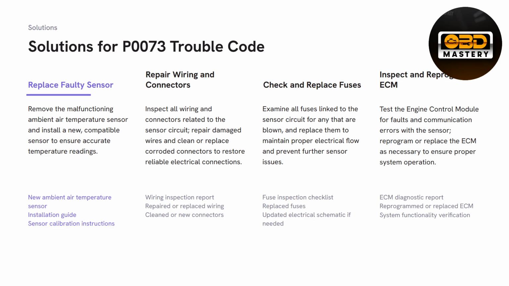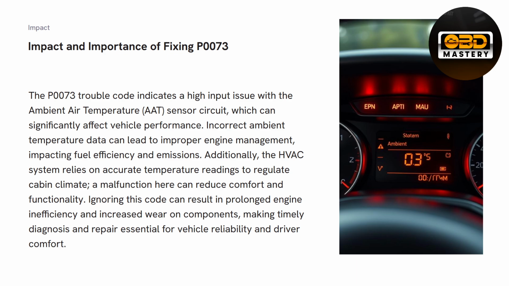Now, solutions for the P0073 trouble code. You're going to want to replace the faulty sensor, repair any wiring and connectors, check and replace fuses, and inspect and reprogram the ECM. Now below it is a detailed description of solutions, so go ahead and read that if you want to. Now the importance of fixing P0073.